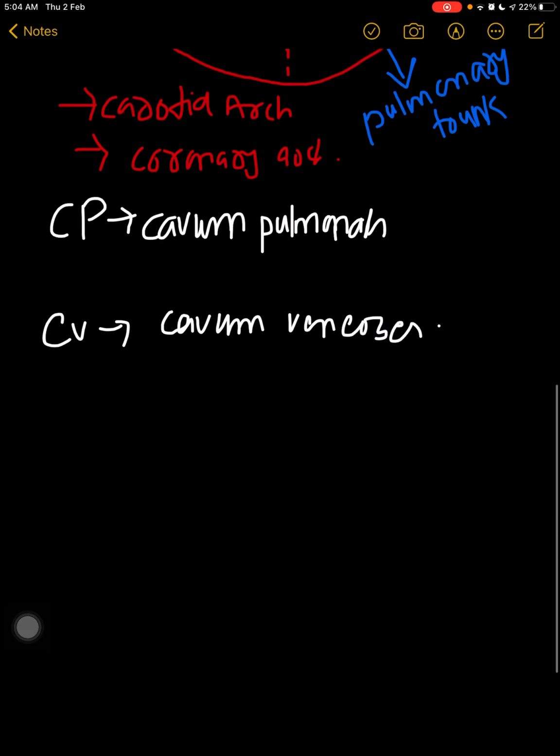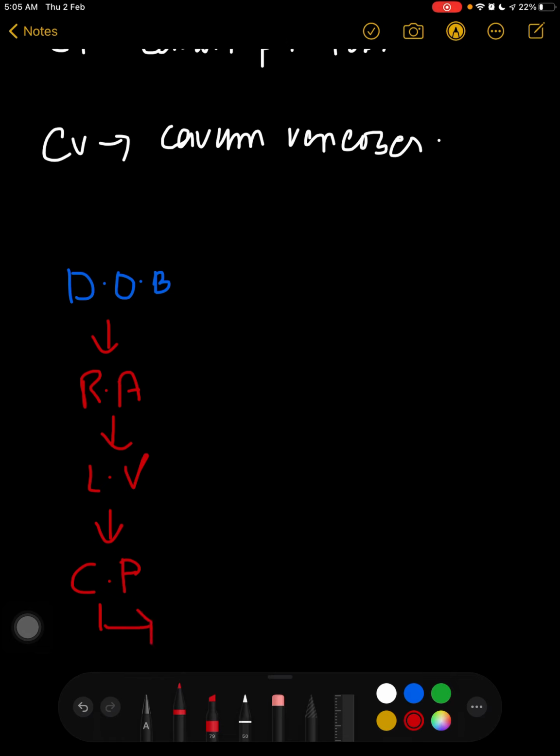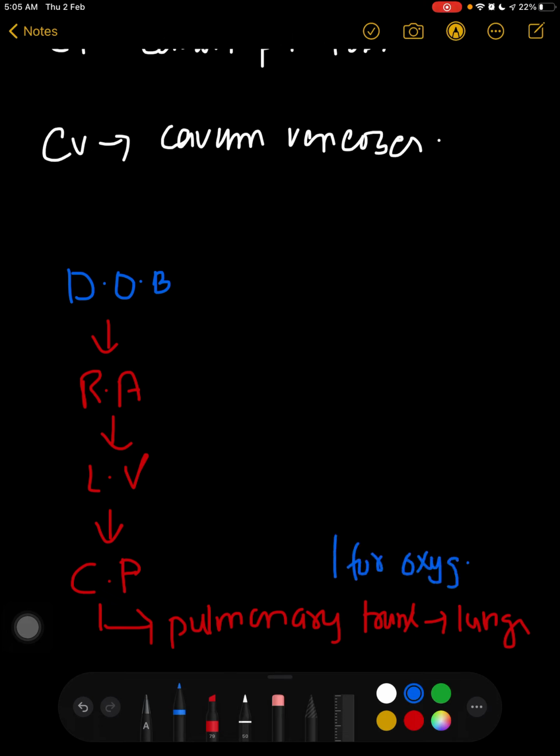So let's summarize this. What will happen? The deoxygenated blood will come to right atrium to left atrium, left ventricle. Now left ventricle to cavum pulmonalis to pulmonary trunk, and pulmonary trunk to lungs. For what? For oxygenation, right? So this is a summary.